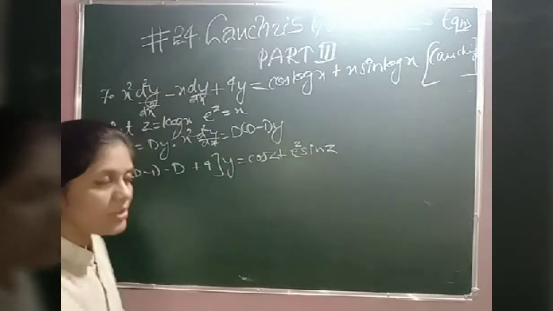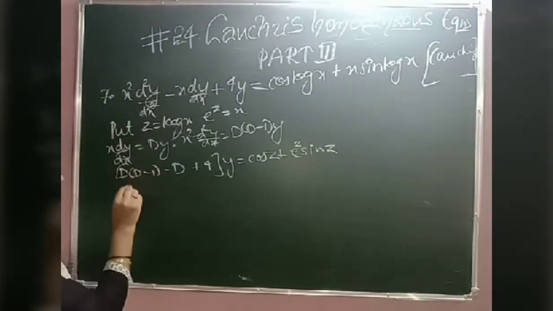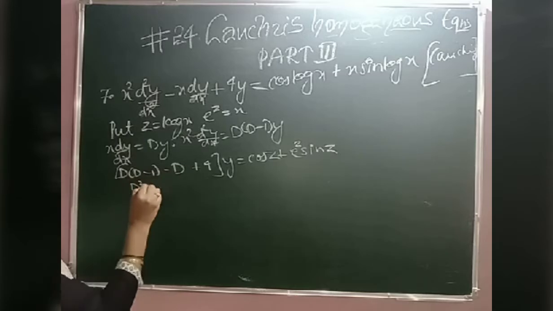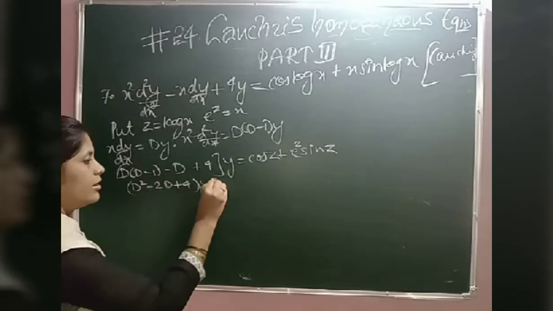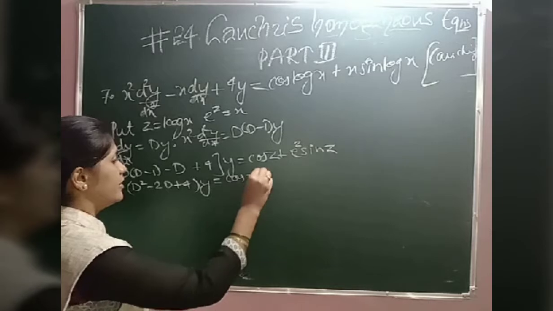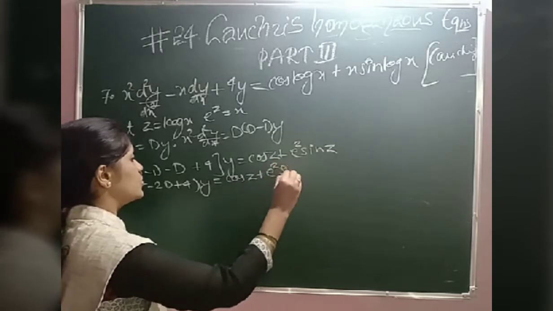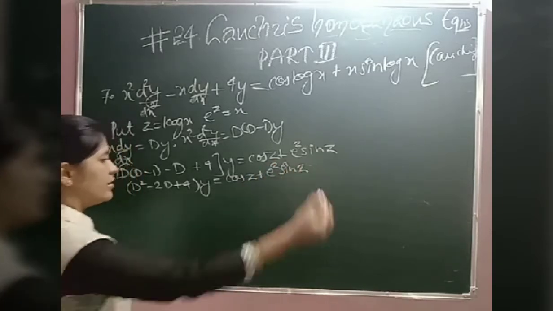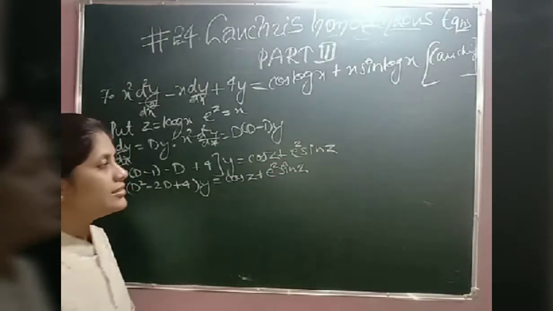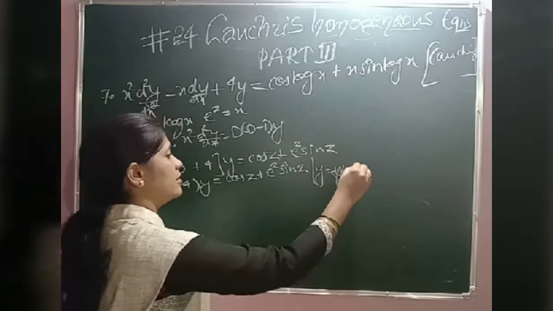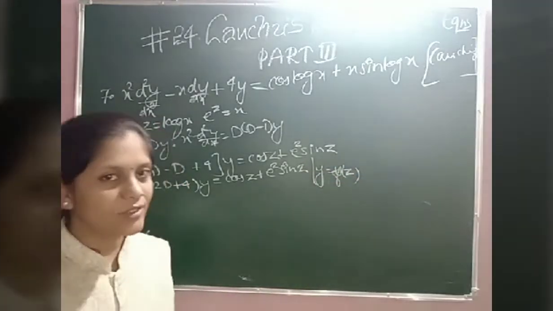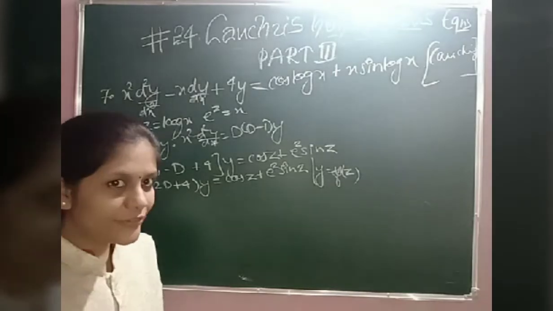So further we can simplify this: (D square minus D minus D plus 4) of y equal to cos z plus e raised to z into sin z. So now this is in the form y equal to function of z. So let us find the complete solution for this. Let us find CF first.